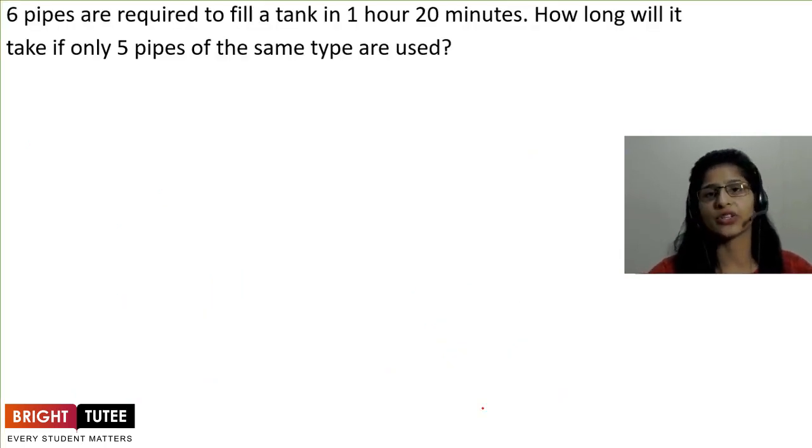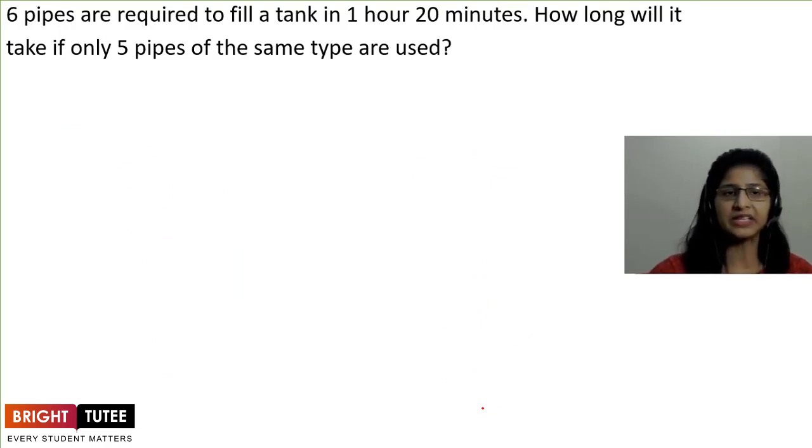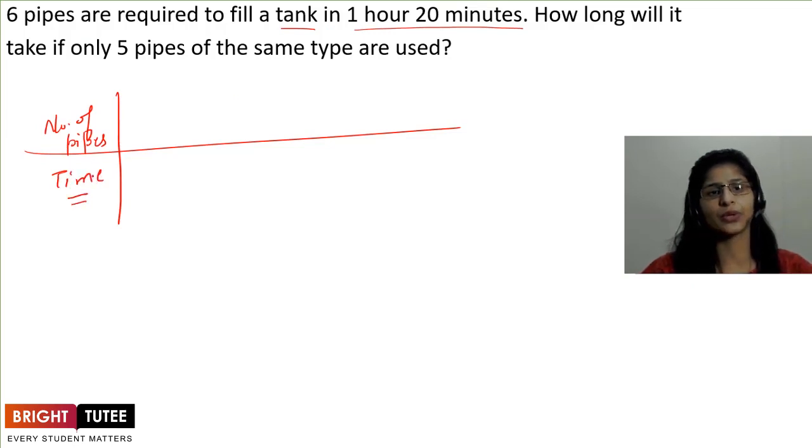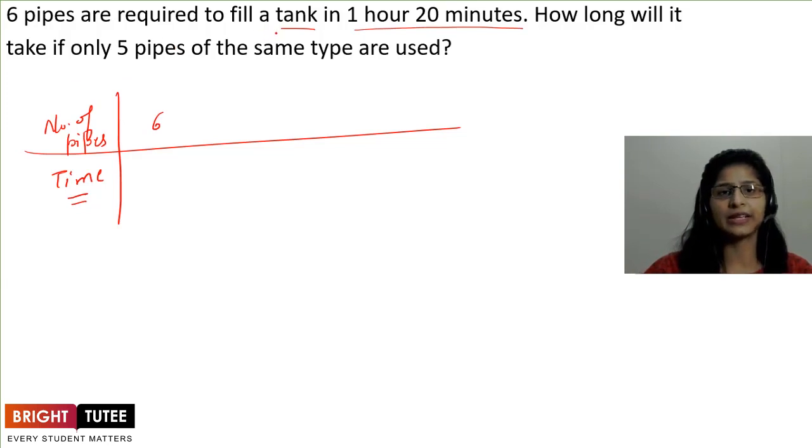Now here we have one question. So think about it and understand it carefully. It says 6 pipes are required to fill a tank in 1 hour 20 minutes, right? So what have we been given? We have been given the number of pipes and the time. So 6 pipes are there, and to fill the tank the time required is 1 hour 20 minutes. That means a total of 80 minutes. I am mentioning it in minutes.